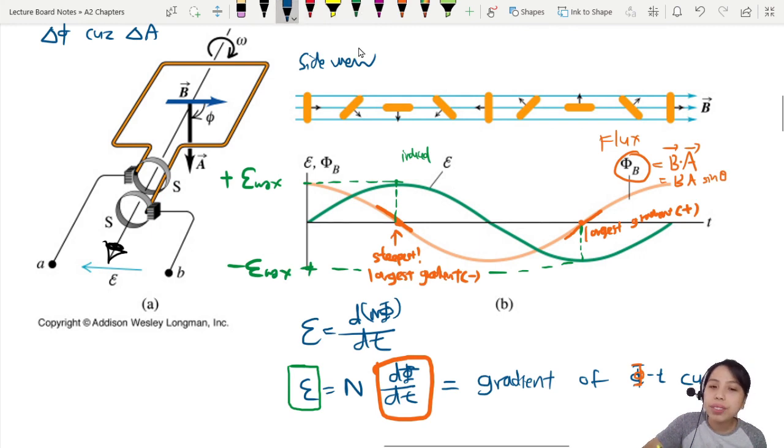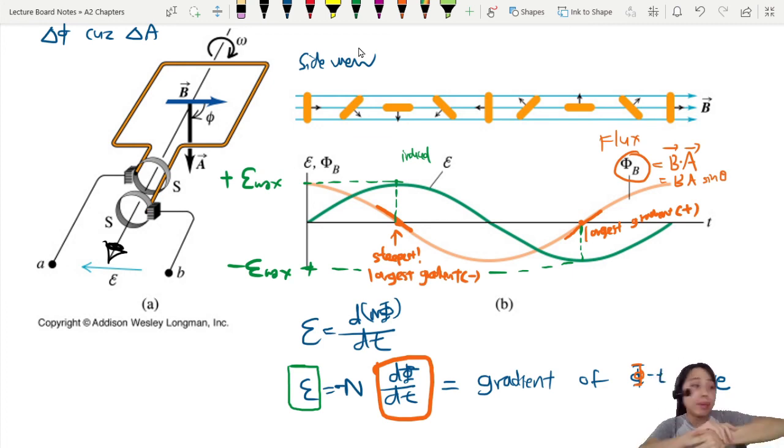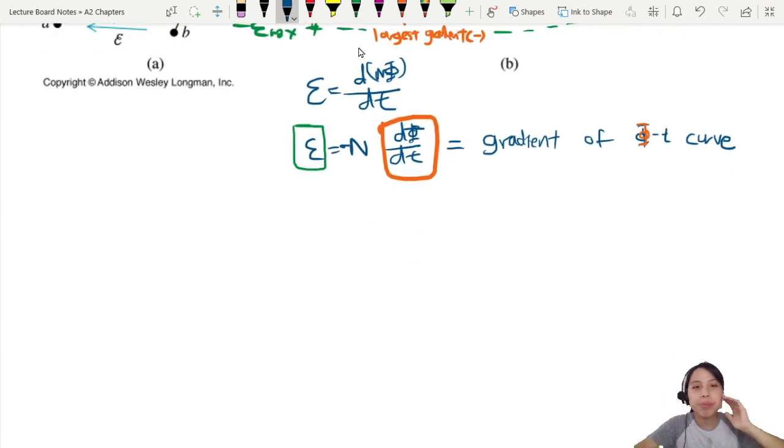Oh, so that is also thrown back to Lenz's law. E equals negative. Oh, we didn't include the negative, that's why. So negative N d phi dt. So that's how Faraday's law and Lenz's law can be applied in graphs. Sometimes they ask you to sketch the graph. Sometimes they ask you to talk and explain the graph. But you need to remember that the gradient of the phi t curve is E, the EMF.